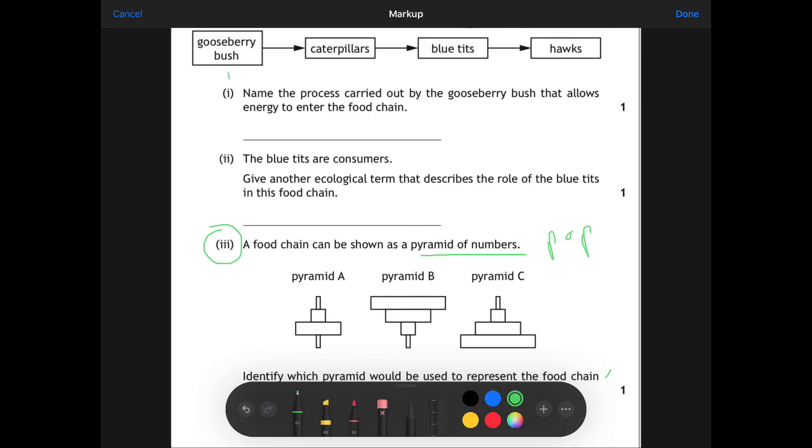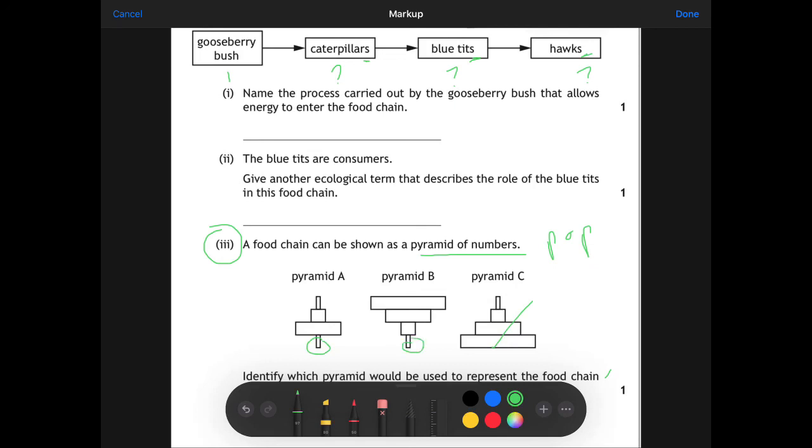So our food chain at the top, we've got a gooseberry bush. So that sounds like singular. We've got caterpillars, we don't know how many. Blue tits is plural, don't know how many. And hawks is plural. Okay, so this is going to be a little bit tricky. First of all, it's one bush, so I'm going to rule out C.